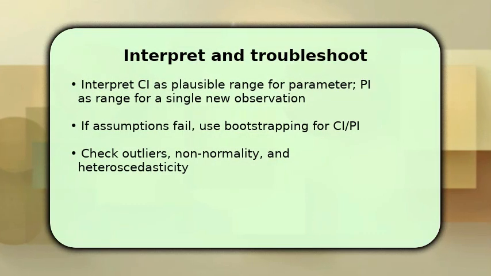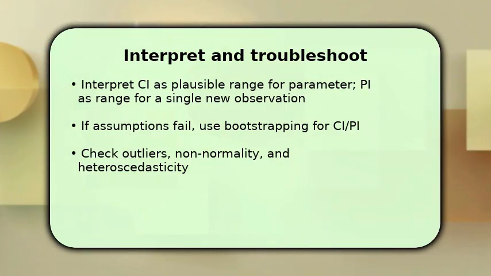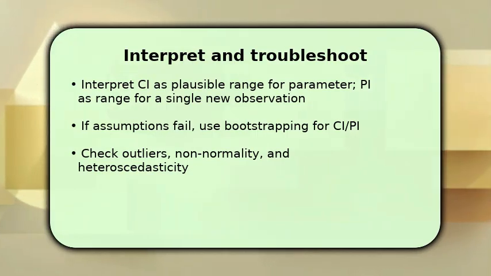You finish by interpreting. A CI gives a plausible range for the population parameter, while a PI gives where an individual future observation may fall. Once done, verify assumptions. If normality or constant variance fails, bootstrap percentile or studentized intervals provide robust alternatives. If results look too wide or inconsistent, check for outliers, transform variables, or increase sample size.